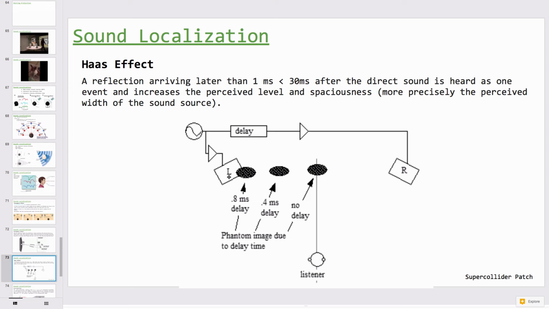So if you have a slightly delayed signal here, your source is going to sound like it's coming from a wider stereo spread. Okay, so no delay from the middle, a little bit of delay here, about 0.8 milliseconds. You're going to get a spread out image. So let's put this to the test.